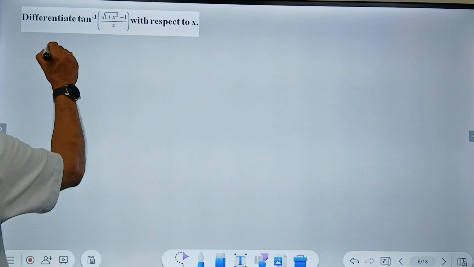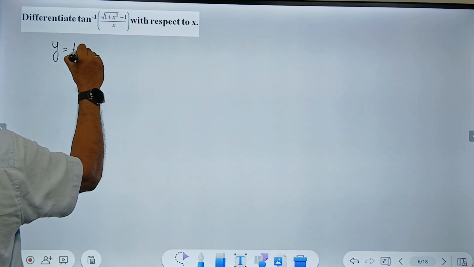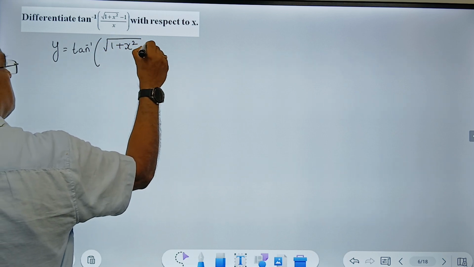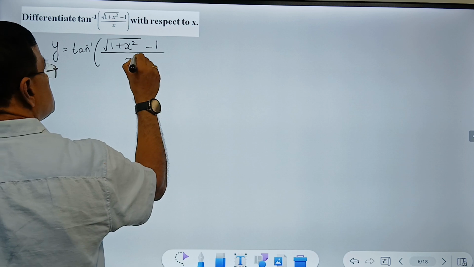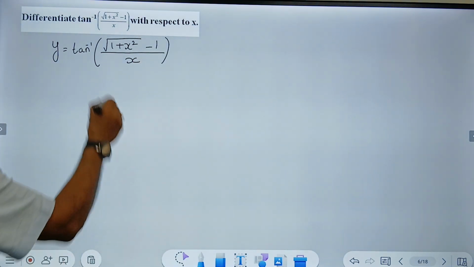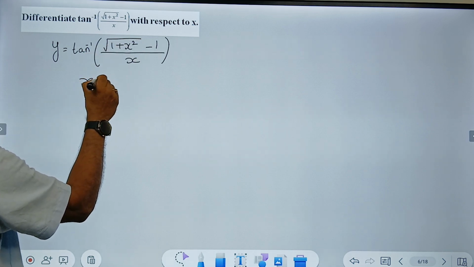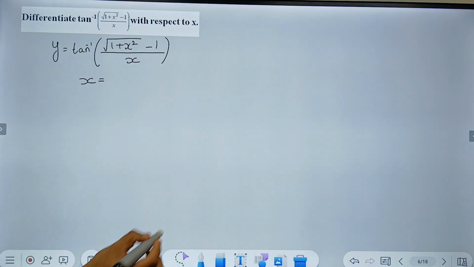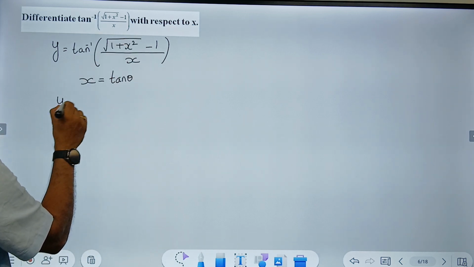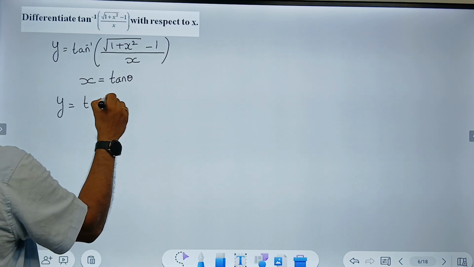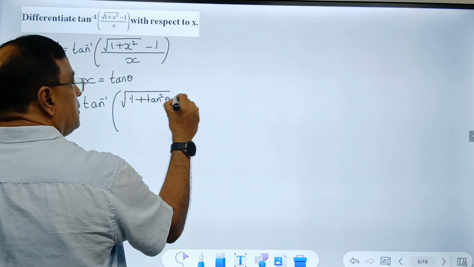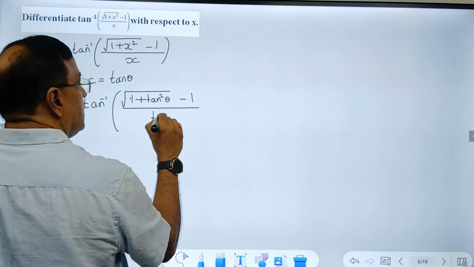Now the next problem. All these are important questions. This is tan inverse of (root of 1 plus x square minus 1) divided by x. Now what I will do, whenever you have 1 plus x square, I have told you that you can put x as tan theta or cot theta. In this case, I'll put x as tan theta. You know the reason, because 1 plus tan square is secant square. So you get tan inverse of (root of 1 plus tan square theta minus 1) divided by tan theta.